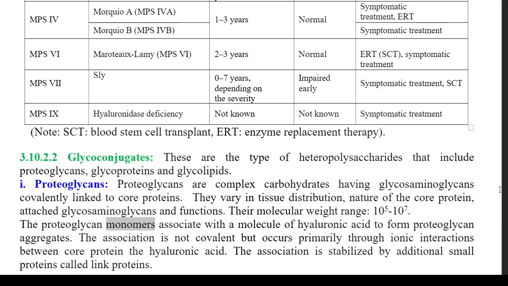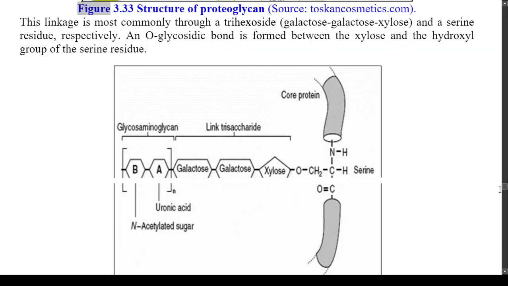The proteoglycan monomers associate with a molecule of hyaluronic acid to form proteoglycan aggregates. The association is not covalent but occurs primarily through ionic interactions between the core protein and the hyaluronic acid. The association is stabilized by additional small proteins called link proteins. Figure 3.33 Structure of proteoglycan, source: tosgoncosmetics.com. This linkage is most commonly through a trihexoside, galactose-galactose-xylose, and a serine residue, respectively.